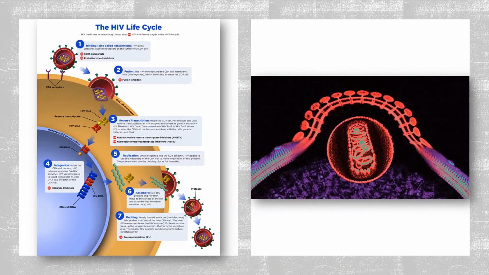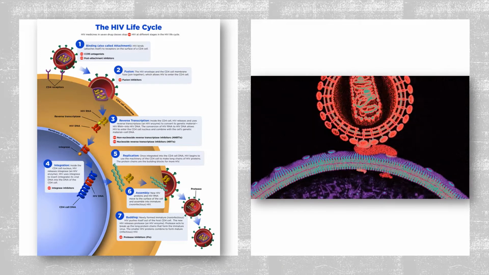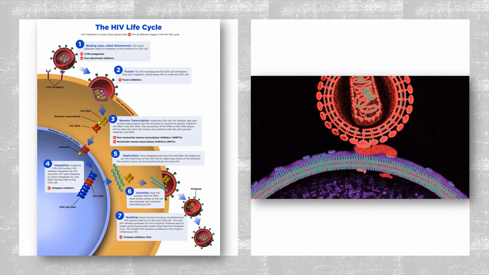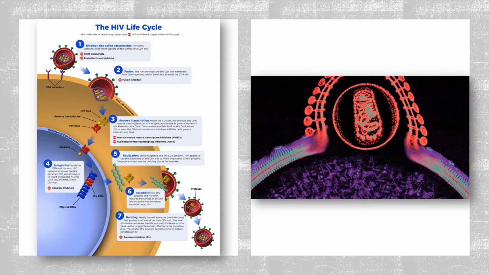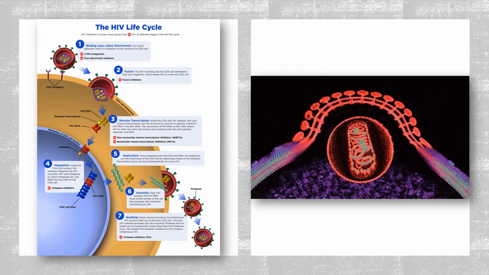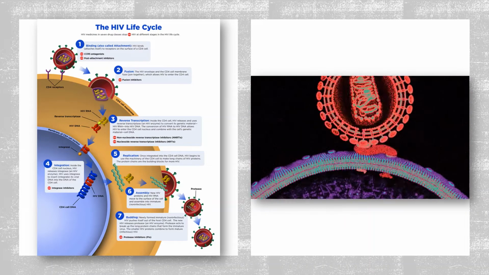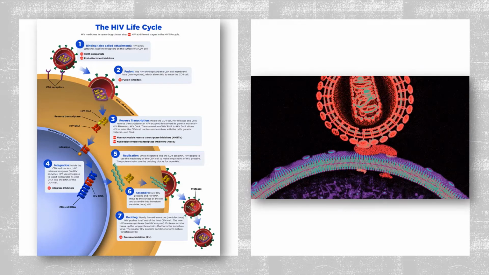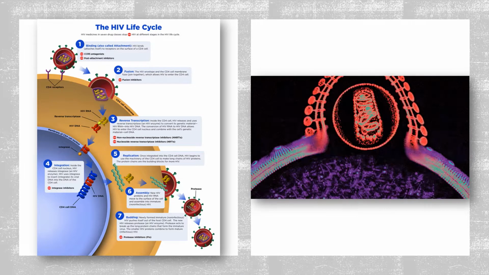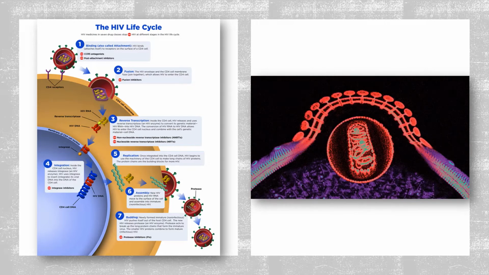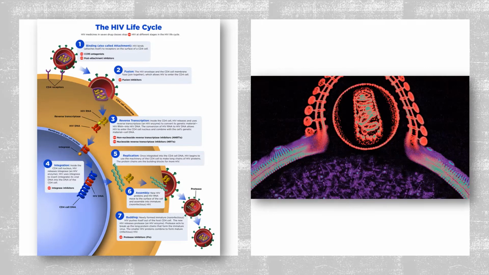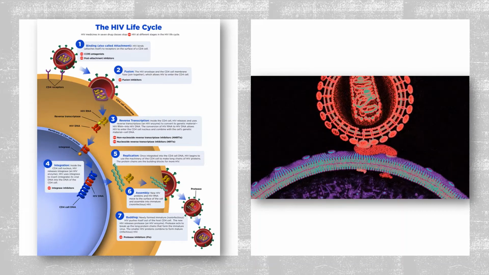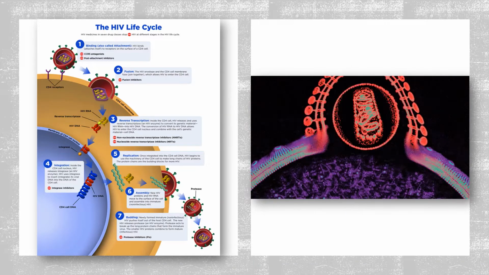Then there's going to be integration, so inside the CD4 cell nucleus, the HIV releases integrase. HIV uses integrase to insert its viral DNA into the DNA of the CD4 cell. Once that happens, there's going to be replication, so once integrated into the CD4 cell DNA, HIV begins to use the machinery of the CD4 cell to make long chains of HIV proteins. The protein chains are the building blocks for more HIV.